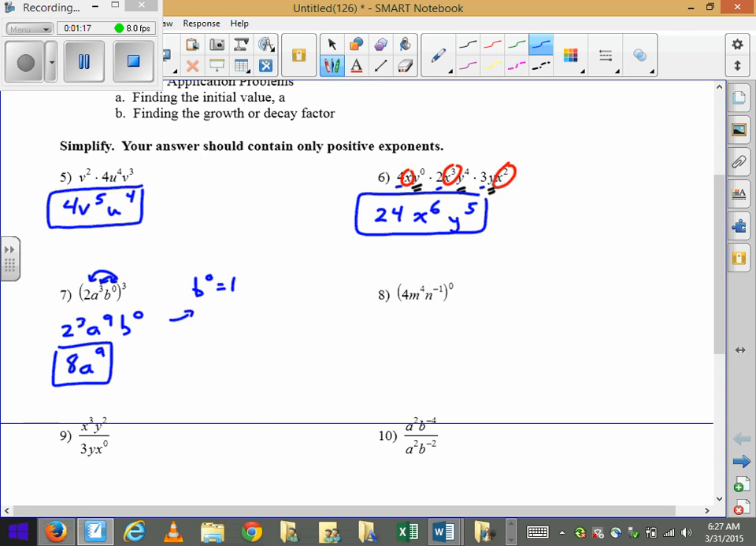Here, you distribute that 0 to everything. You end up with 4 to the 0, 0 times 4 is 0, negative 1 times 0 is 0, and all these are just going to be 1. 1 times 1 times 1 times 1 equals 1.